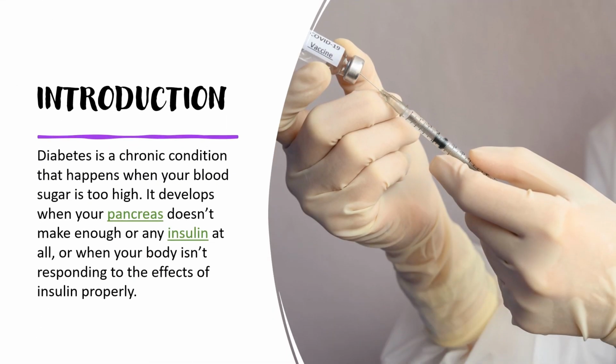Diabetes is a chronic and long-lasting condition that happens when your blood sugar or glucose is too high. It happens when your pancreas doesn't make enough or any insulin at all, or when the body isn't responding to the effects of insulin properly. Let's discuss how.